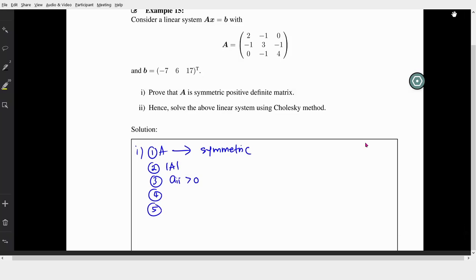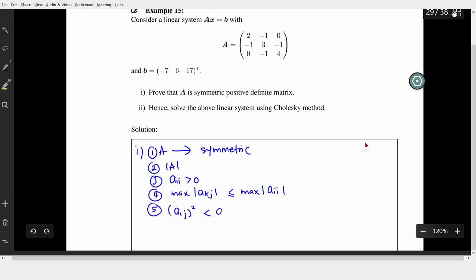Diagonal must be positive. Then the maximum of a_kj must be less than or equal to the maximum of a_ii. And lastly, a_ij squared must be less than a_ii times a_jj. Sometimes this is left out. You must show it is symmetric. If it is already symmetric, you just state it. A is symmetric. And then number 2, you check the determinant and so on. So number 1, the first criterion, A must be symmetric, positive, definite.